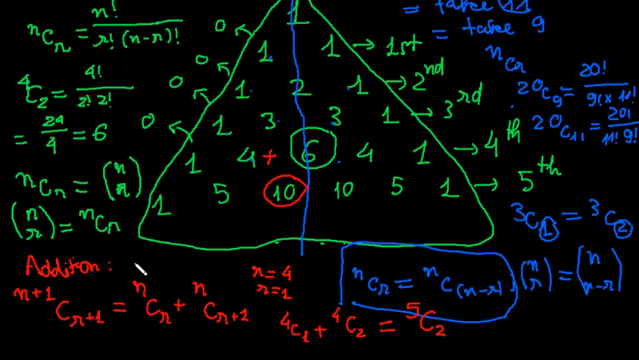So we have two important properties of the binomial coefficient. The first is that they are symmetrical through the middle line, and nCr equals nC(n minus r). And the second is the addition rule, which is n plus 1 choose r plus 1 equals n choose r plus n choose r plus 1.